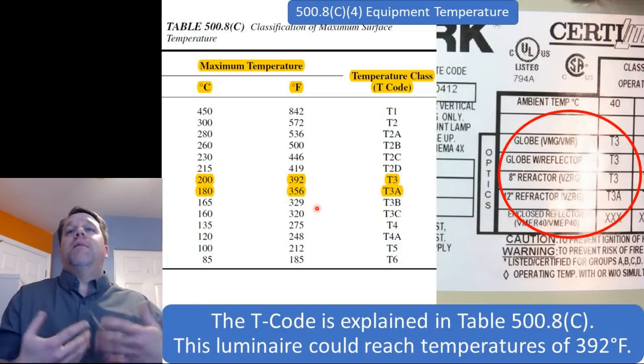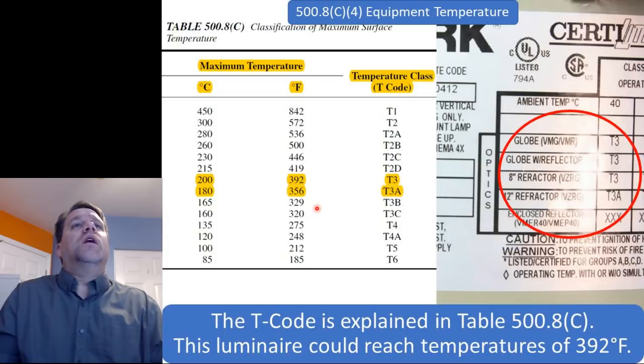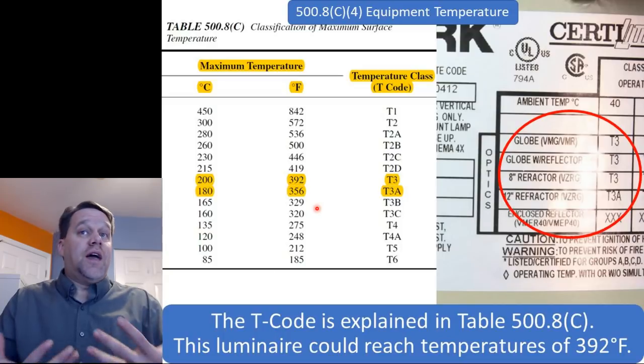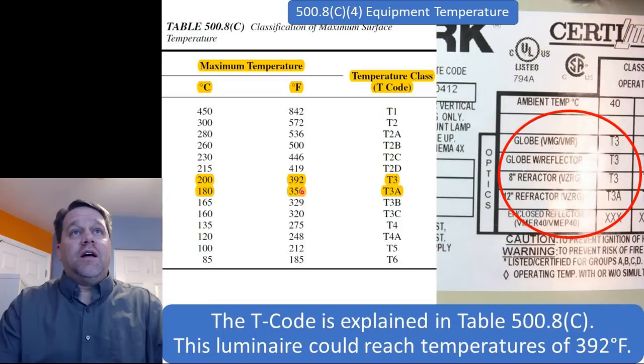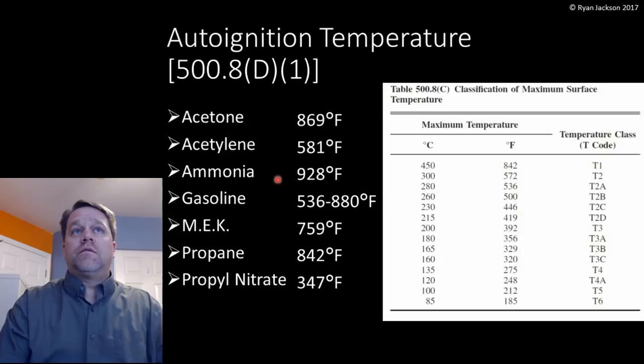Okay, so that's my maximum temperature. Why do I need to know that? Well, if the auto ignition temperature of the chemical that made my hazardous location a hazardous one is 392 degrees, then I better not put this light in that environment, right?